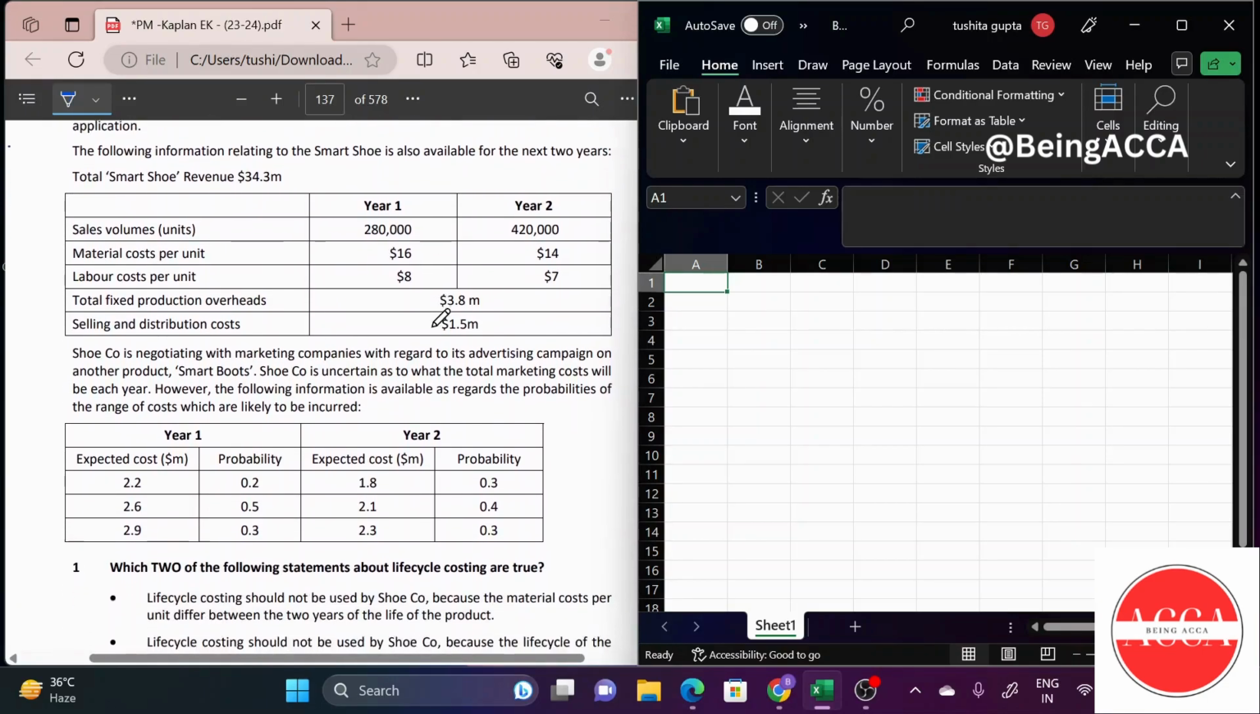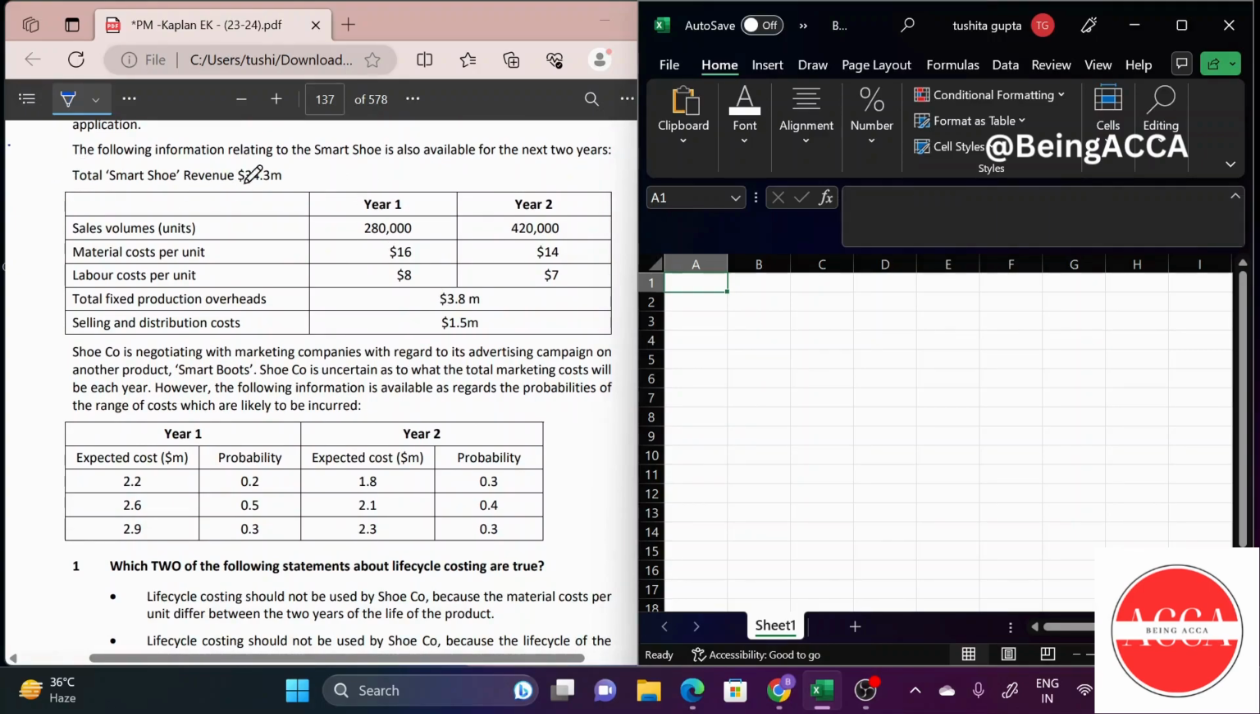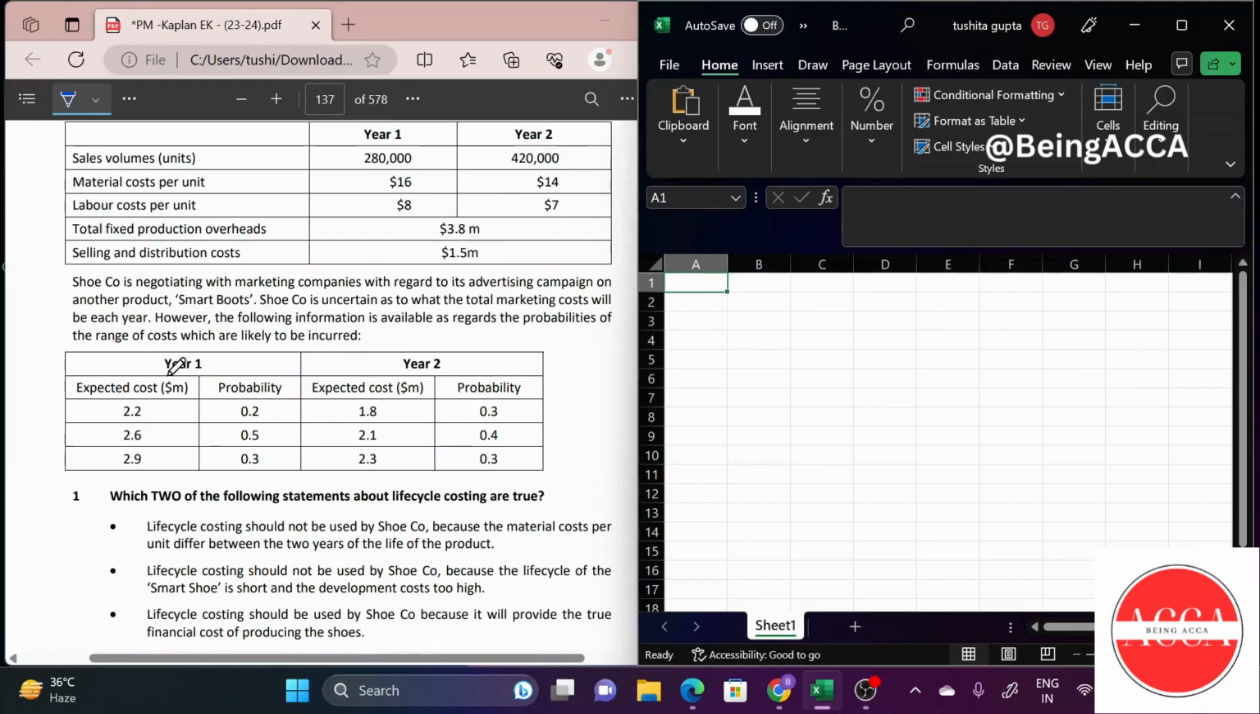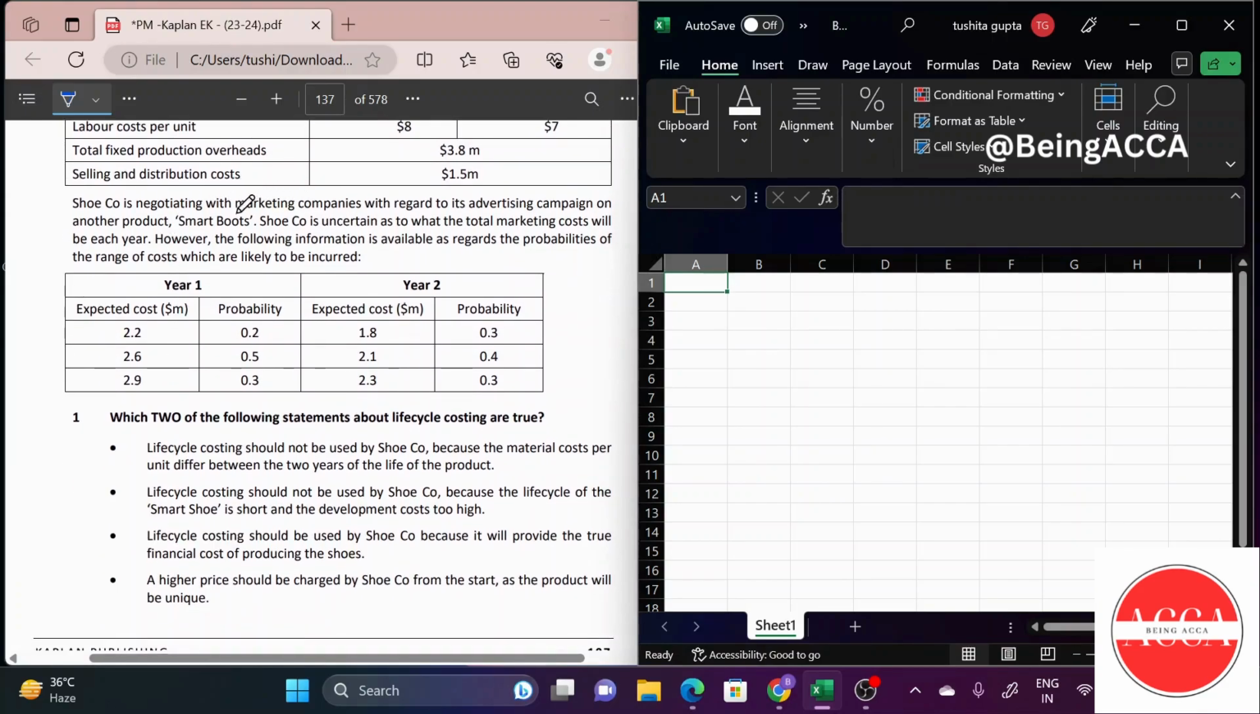The following information is also available for the next 2 years. This is the total revenue that we have. These are the sales, material cost, labor cost, total fixed production overhead, selling and distribution. Since these are common for year 1 and 2, we'll assume that this is the total. Shoe Company is negotiating with marketing companies with regard to its advertising campaign on another product, Smart Boots. Shoe Company is uncertain as to what the total marketing costs will be each year. However, the following information is available as regards the probabilities of the range of costs which are likely to be incurred. So these are the expected marketing costs.